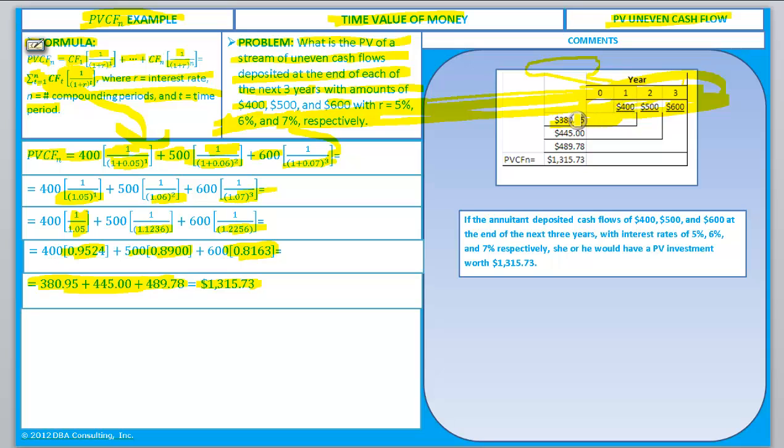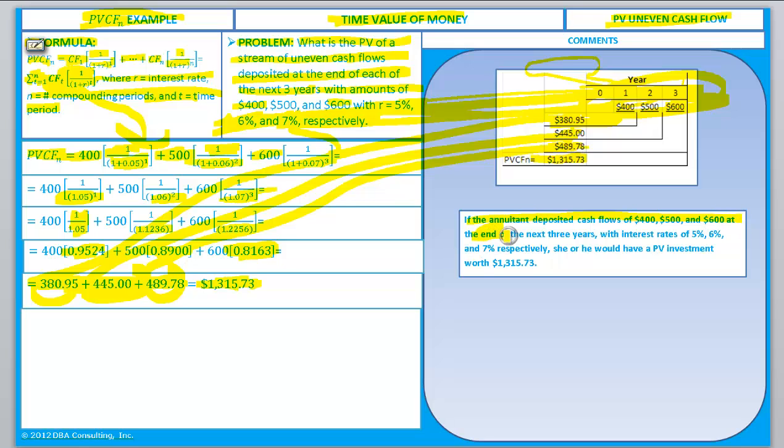And so right here, when we go back to our present value, 380.95 is the same as we see here. 445 is the same here, and 489.78 is the same here. So these discounted values are the same in both places. We add them up here, we add them up here, and it comes to $1,315.73.